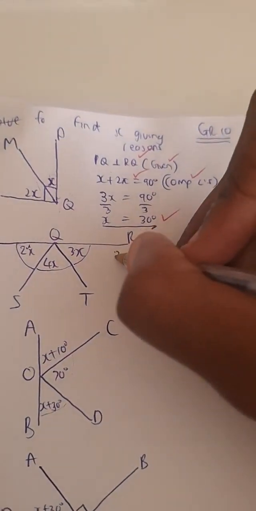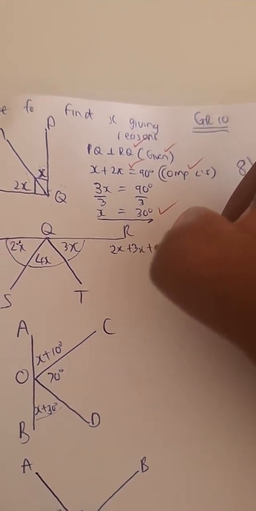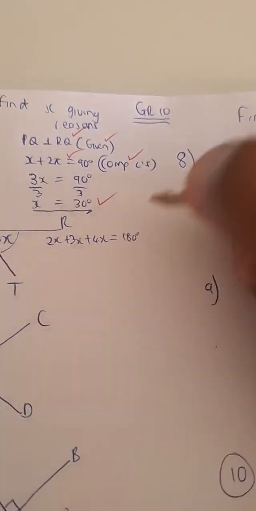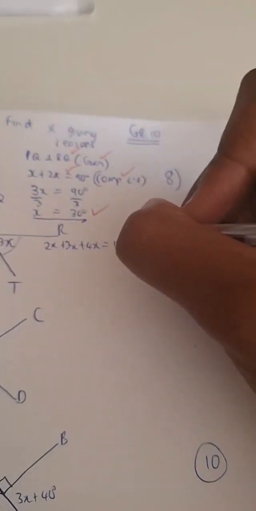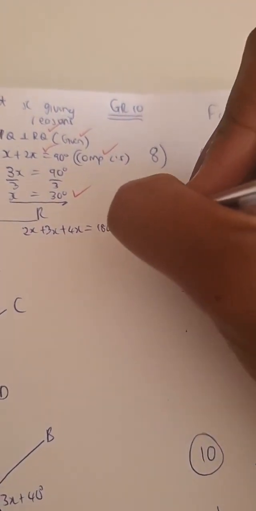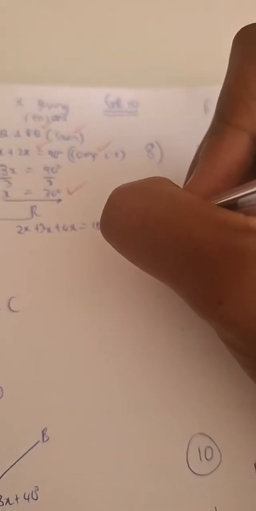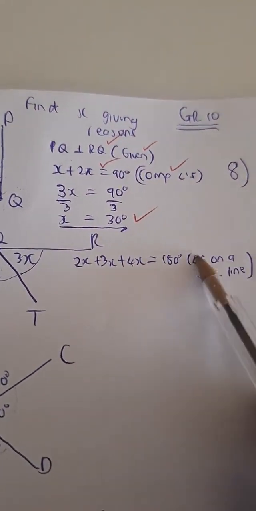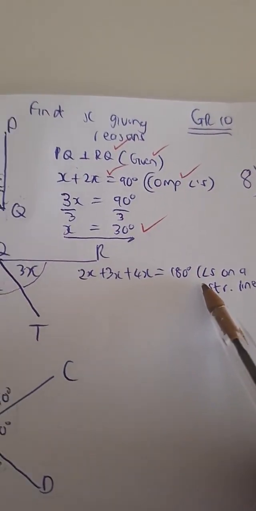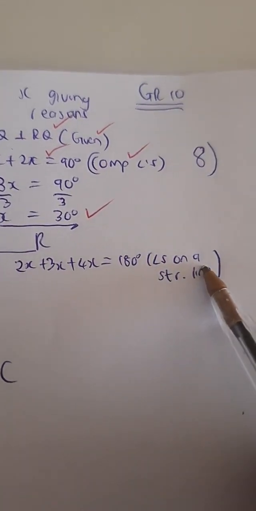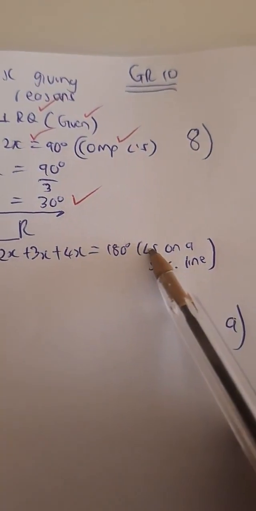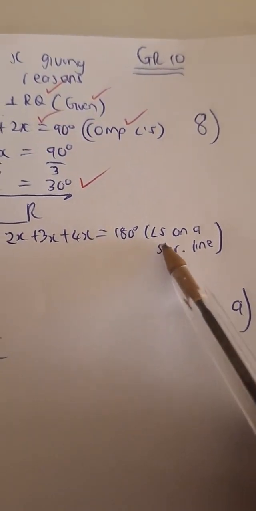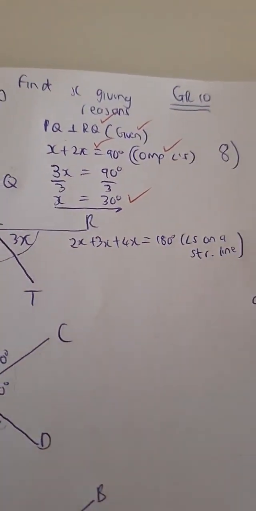So what we then do is we say 2x plus 3x plus 4x is equal to 180 degrees. What is the reason? The reason is angles on a straight line. All right, and this is in line with what we had said about that document that we use of acceptable reasons. The symbol for angles on a, then STR, short for straight, and then the line. Angles on a straight line.